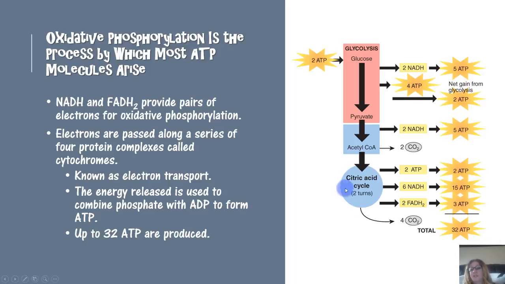Okay. So both acetyl-CoAs of the glucose molecule are being broken down. And these are all of our outcomes. So we have two ATP at the beginning of glucose getting used, four ATP coming out. So we have a net gain of two ATP.